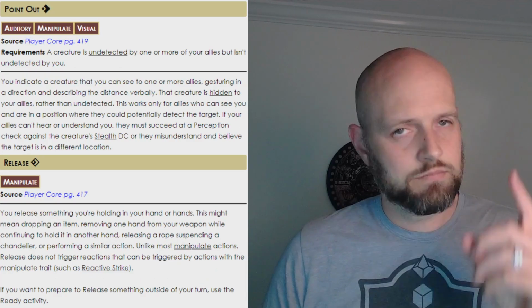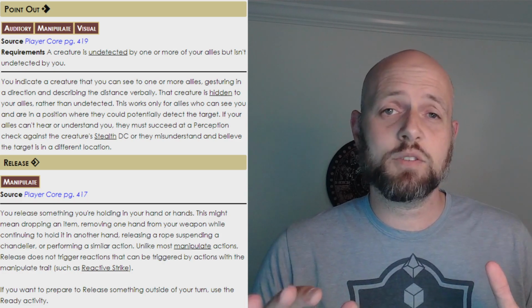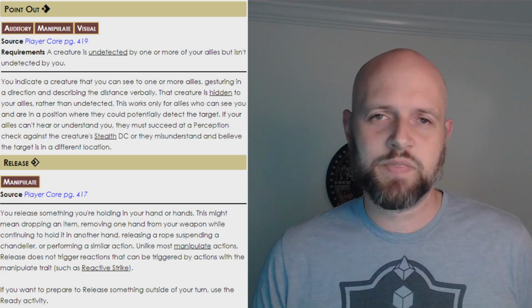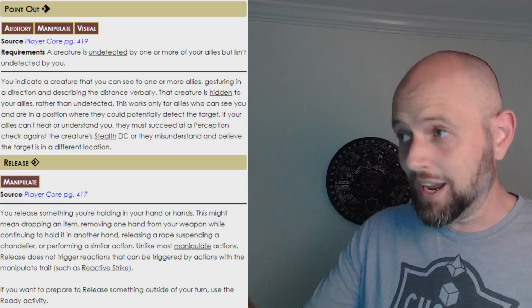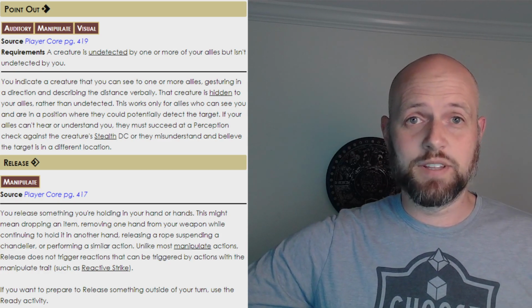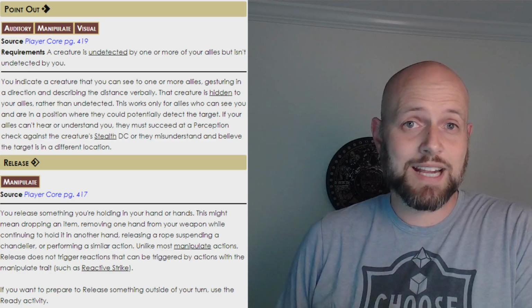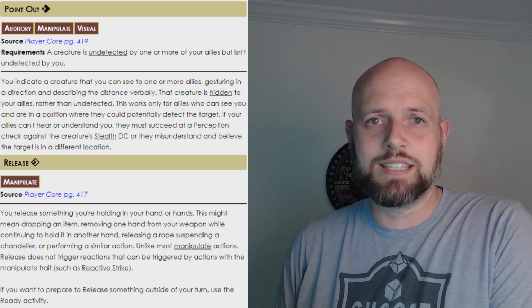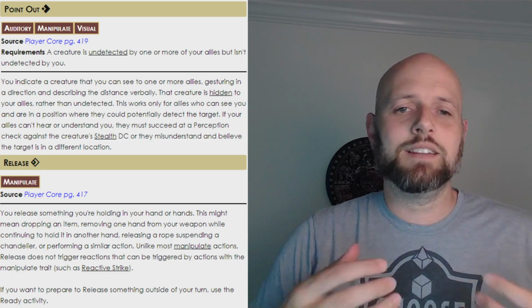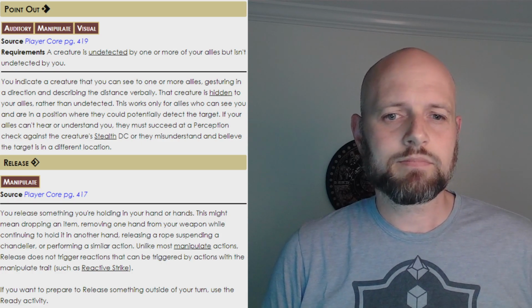Point out. 1 action. There's a theme here. A lot of the basic abilities you can use take 1 action. Point out is, I know there's a goblin over there, but all you guys for some reason have no idea there's a goblin over there. I'm going to say, there's a goblin over there. Sure, they won't know exactly where that goblin is. They can't see it. It's still hidden to them, but at least now they know a goblin's over there. So it's no longer undetected.